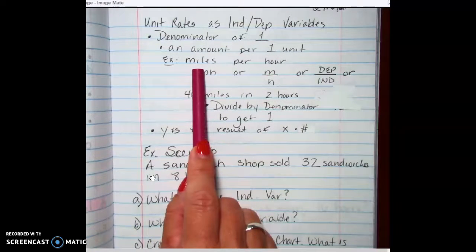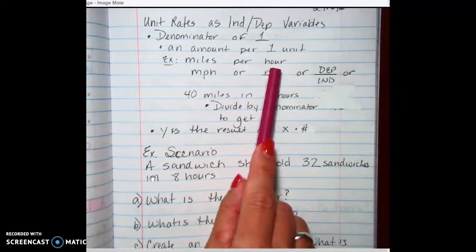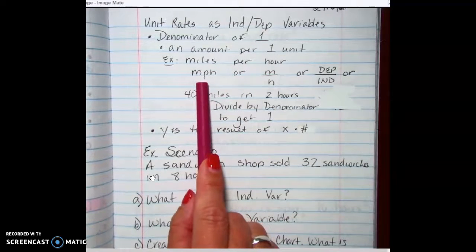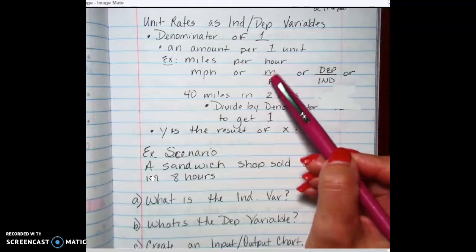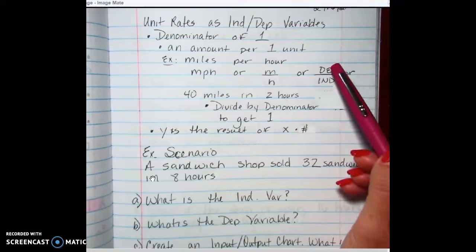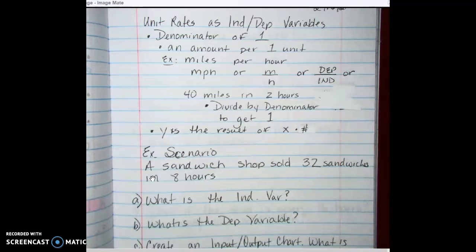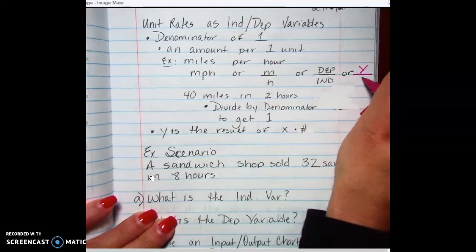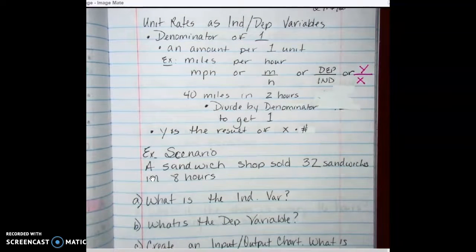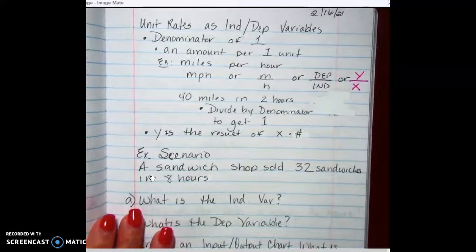So for example, miles per hour can be written as a fraction, miles per hour. It's dependent over independent, or remember what dependent is, y over x. These are all very important and all interchangeable.